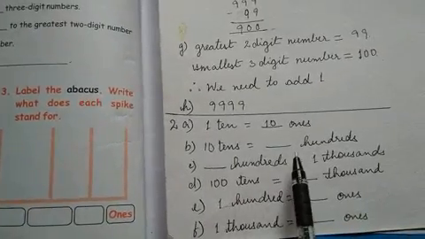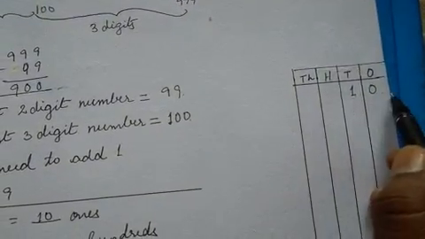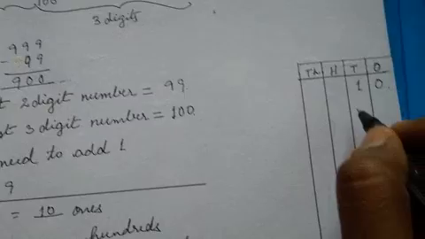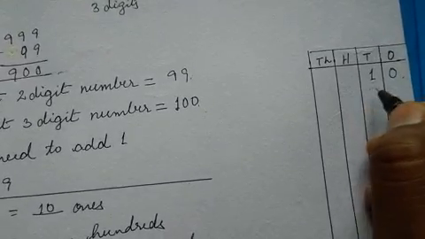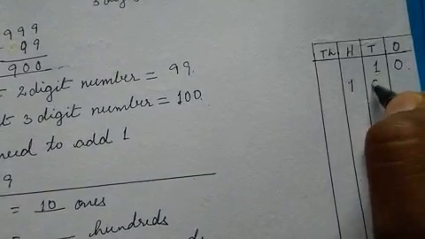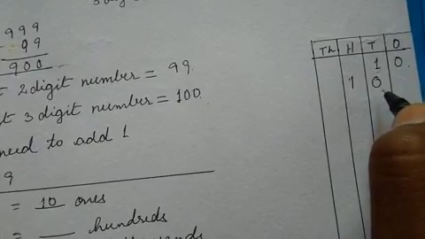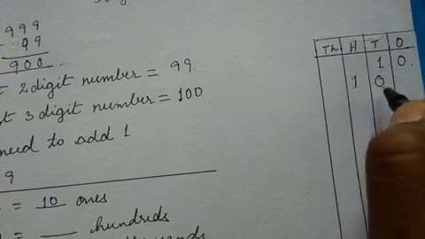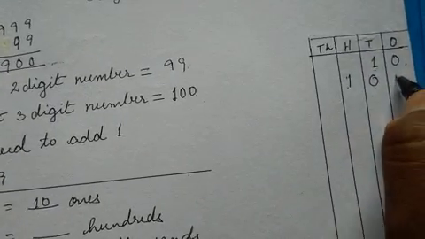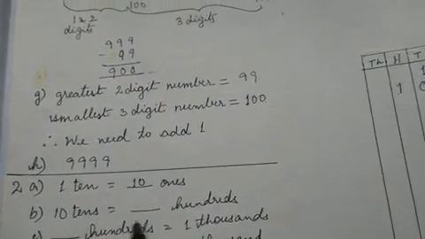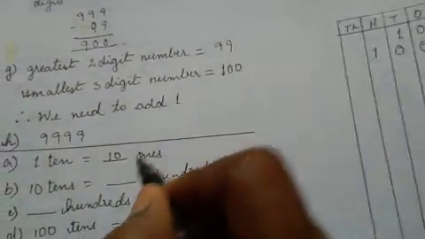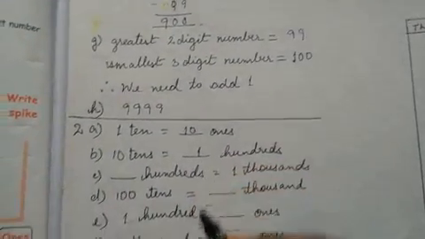Now the next question is, 10 tens is equal to how many hundreds? How shall we write 10 here? We cannot write 10 in one place, so we write 1 0. It goes in the hundreds place and this place goes empty. So 10 tens is how many hundreds? This is 100. So our answer is 1.